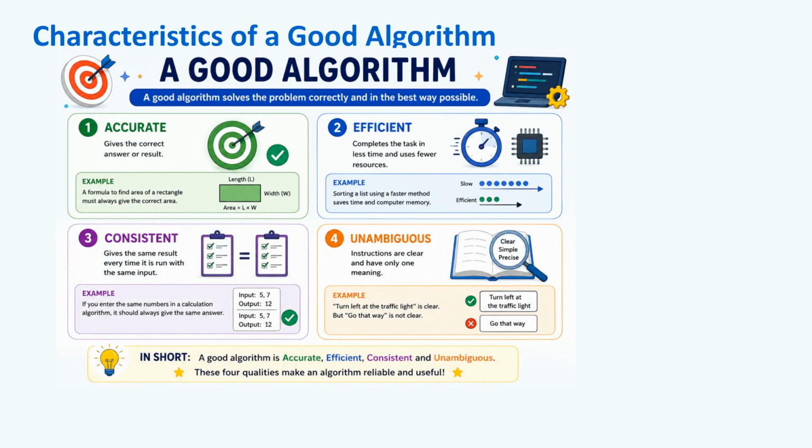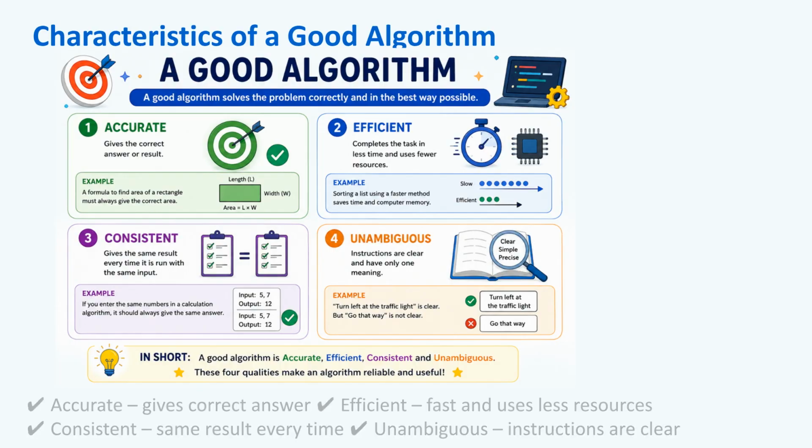A good algorithm should have 4 key characteristics. It must be accurate, giving the correct result. It must be efficient, using less time and resources. It needs to be consistent, giving the same result with the same input. Finally, it must be unambiguous, meaning the instructions are clear and have only one meaning.